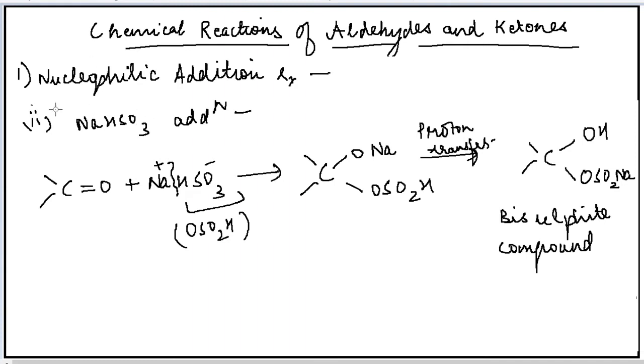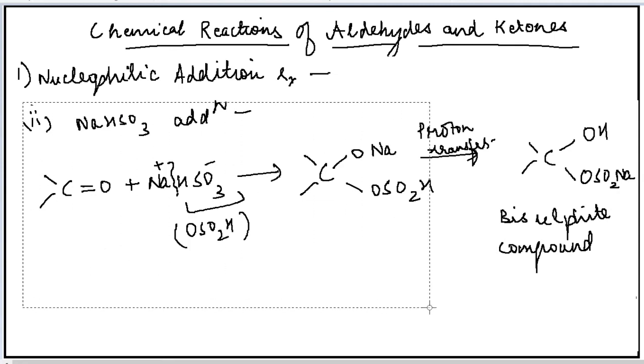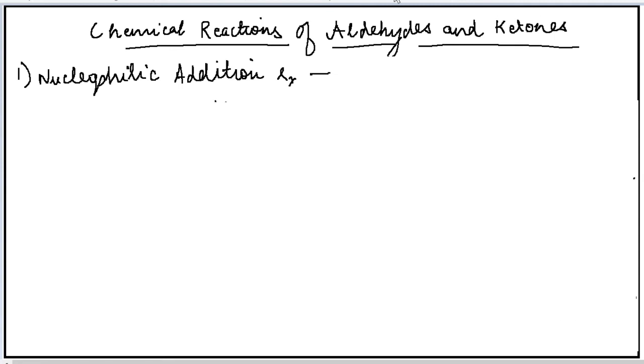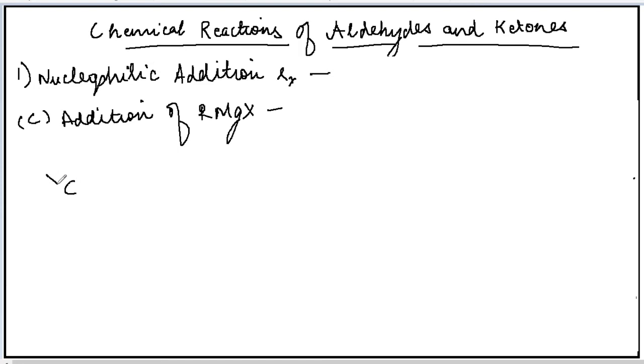The third nucleophilic addition reaction is addition of Grignard reagent. Grignard reagents are organometallic compounds. This is the general formula for Grignard reagent. Look how the reaction will take place.